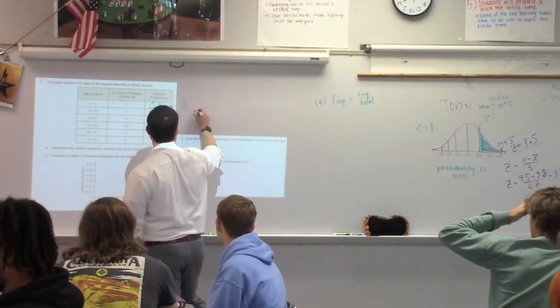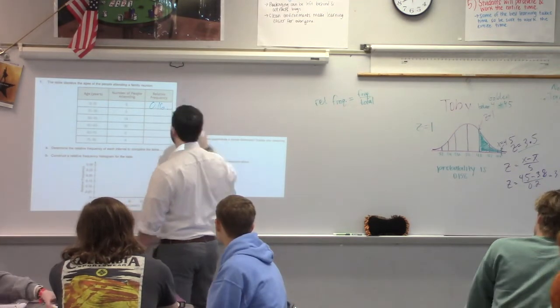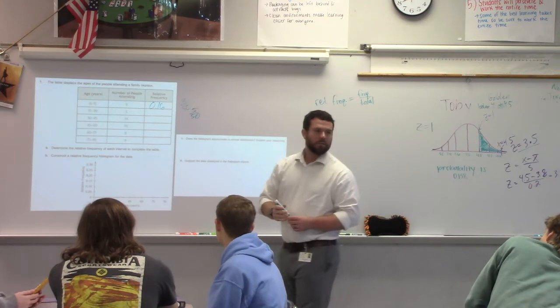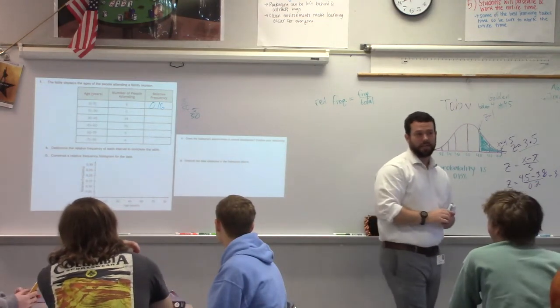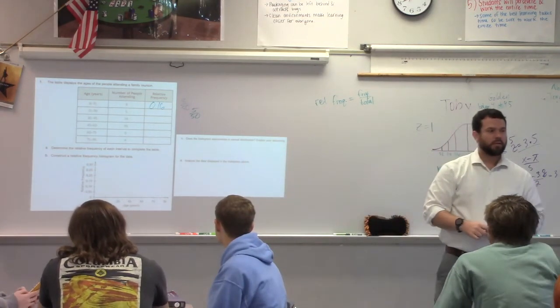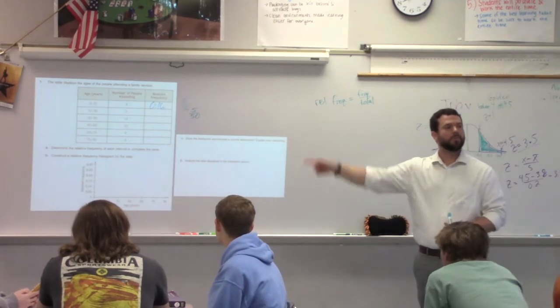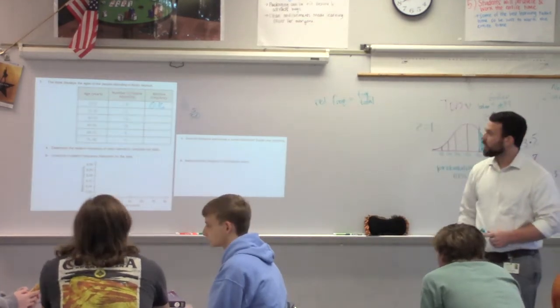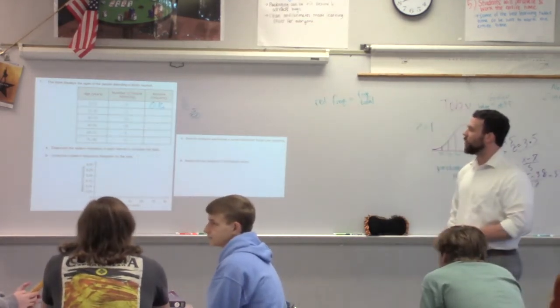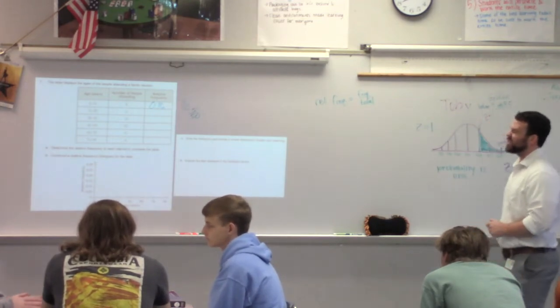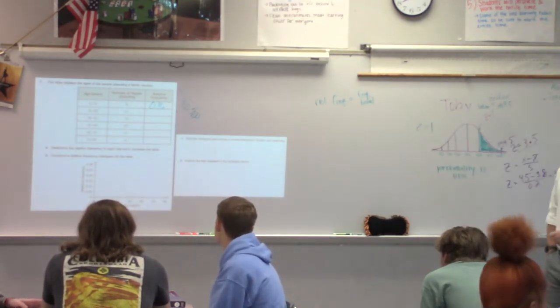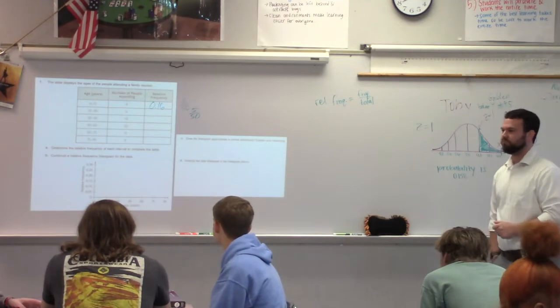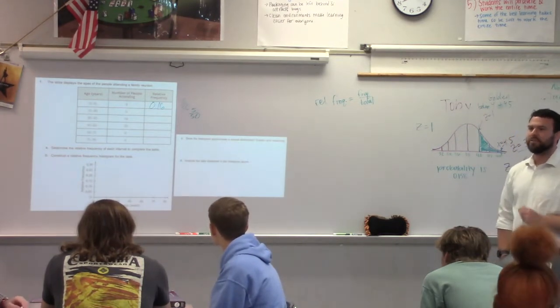5 divided by 50. What figure? We talked about this. Add up all those people. Add up all of them. 8 plus 5 is 13, plus 14 is 27, plus 10 is 37, plus 9 is 46, plus 4 is 50. You have to find the total.